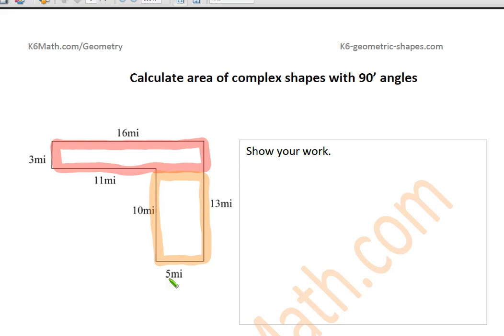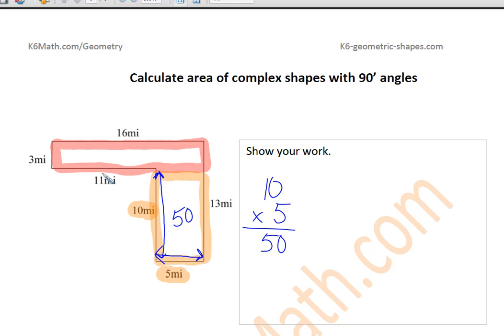So with this orange rectangle here, I'm going to use my length, which is 5 miles, and my width, which is 10 miles. Okay, I'm taking this distance from here to here, and I'm multiplying it by this distance. So 10 times 5 gives me 50. So the area of this rectangle right here is 50 square miles.